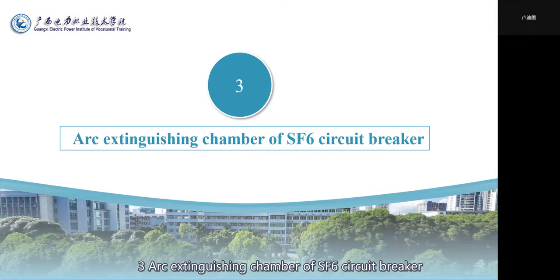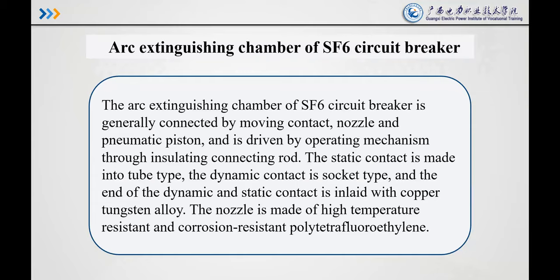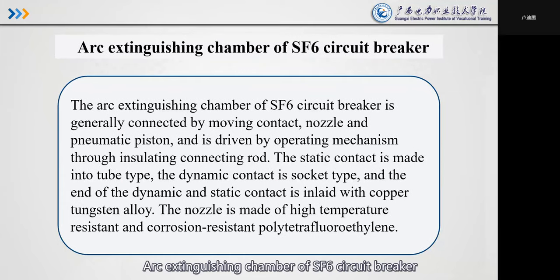3. Arc extinguishing chamber of SF6 circuit breaker. The arc extinguishing chamber of the SF6 circuit breaker is generally composed of moving contact, nozzle and neck position, and is driven by the operating mechanism through an insulated connecting rod. The static contact is made into tube type, and the dynamic contact is plum-blossom type. The ends of the dynamic and static contacts are inlaid with copper tungsten alloy. The nozzle is made of high temperature resistant and corrosion resistant material.